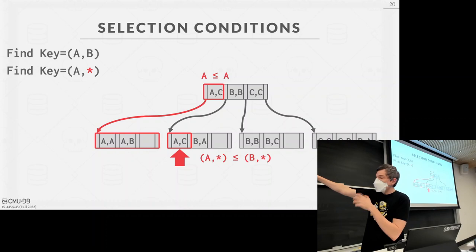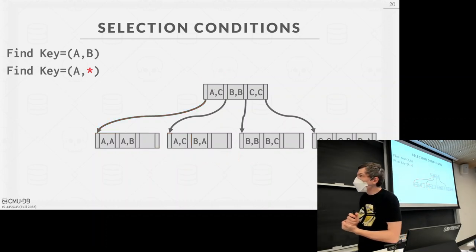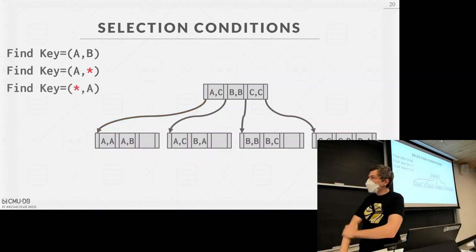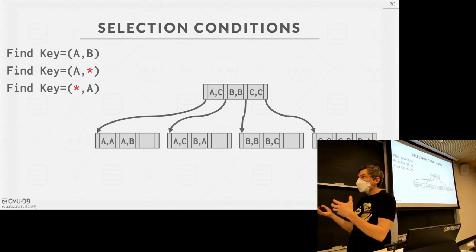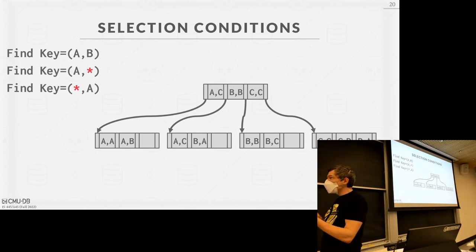These are values. A and C are values of column 1, column 2. I should be more clear. All right, so the last one is this one here, where I only have a partial, right? So I'm trying to find where I don't know the value of column 1, but I want column 2 to equal A. Now this one's pretty tricky, or pretty stupid, because it's only a two-level tree, right?